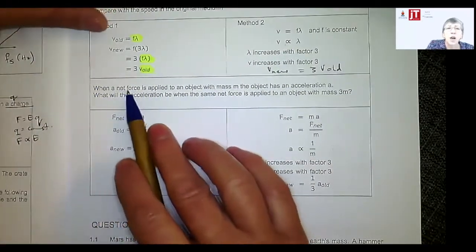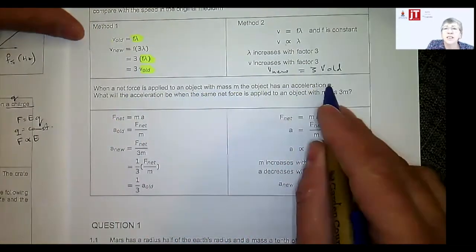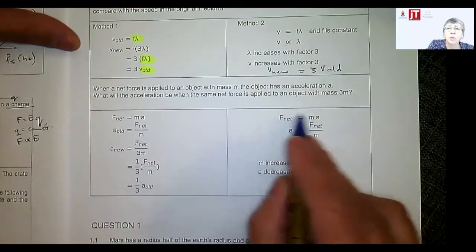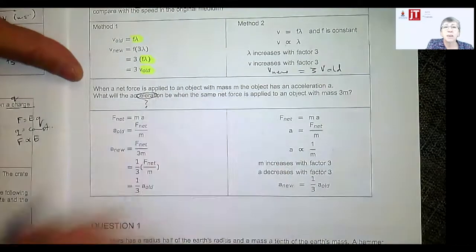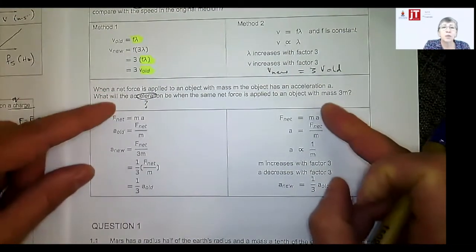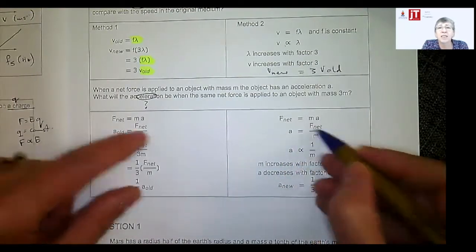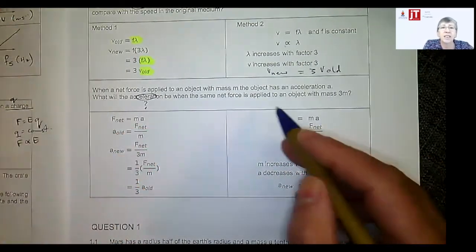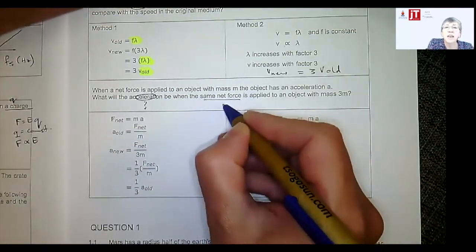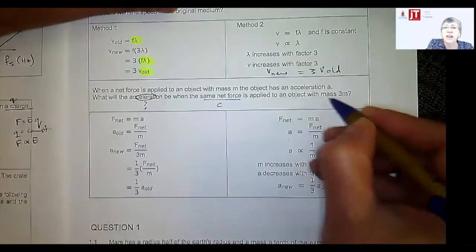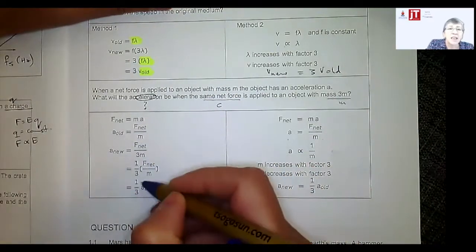Next example. When a net force is applied to an object with mass m, the object has an acceleration a. So we're obviously working with Newton's second law. What will the acceleration be? Okay, so they're asking about the acceleration. So the first thing I'm going to do is rewrite this with a in front so that it can tell me what's happening to a. It's easier to see. When the same net force, that tells me F net is my constant, is applied to different masses. Okay, so let's take the substitution one first.